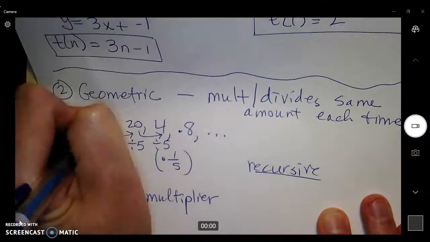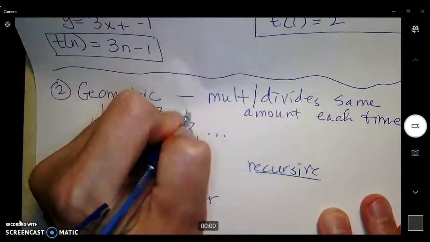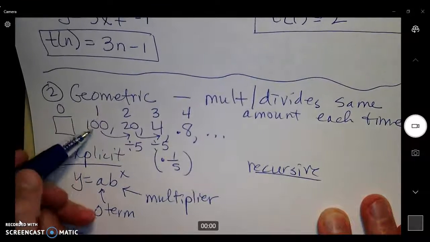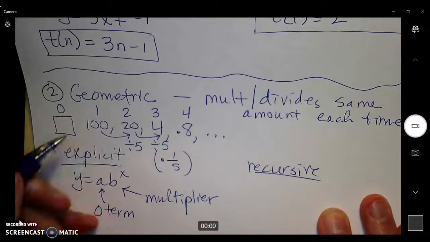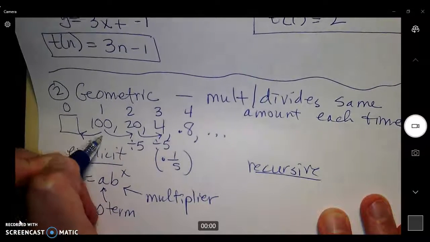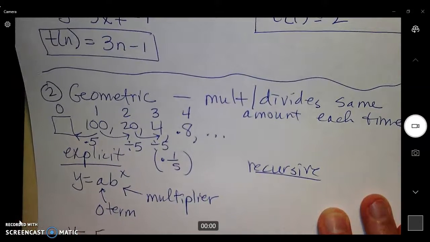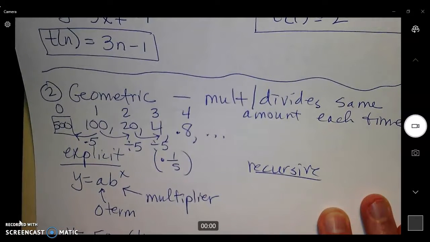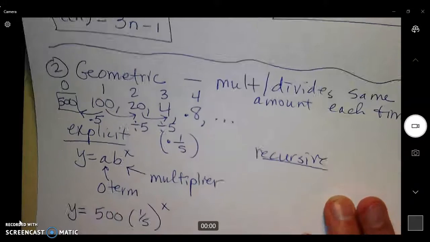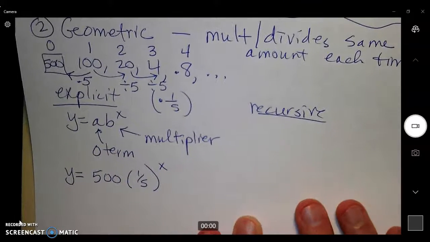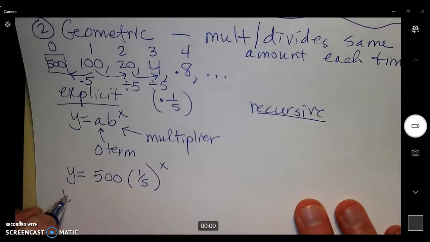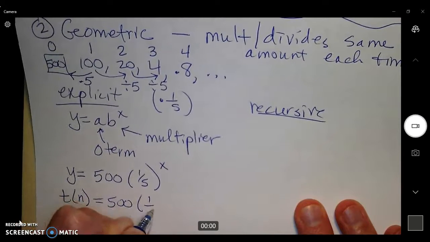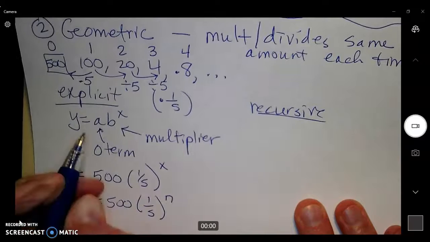Again, this is spot number 1, 2, 3, 4, so I need to find the 0 spot. If I'm dividing by 5 when I go this way, then to go backwards, I'm going to multiply by 5. So 500 times 1/5 to the x. And again, you write it with sequence notation. So T of n equals 500 times 1/5 to the n.